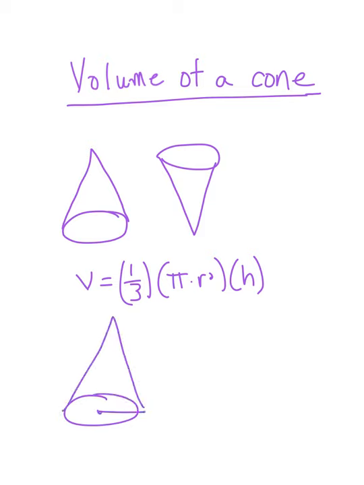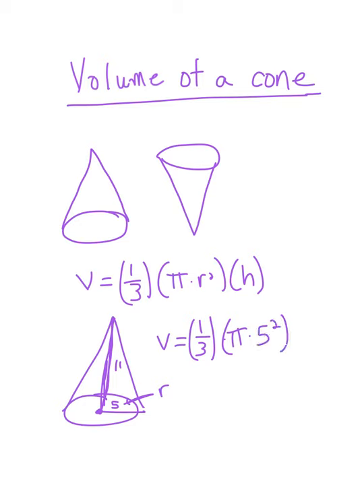Okay, so you're going to get some dimensions on a cone here. You're going to get the radius. We'll say this one's 5, and you're going to get a height, which is this dimension right here. We'll say that that is 11. Okay, so the volume is going to be 1/3 times pi times r, which is this 5 right here, r squared, times your height, which is 11.